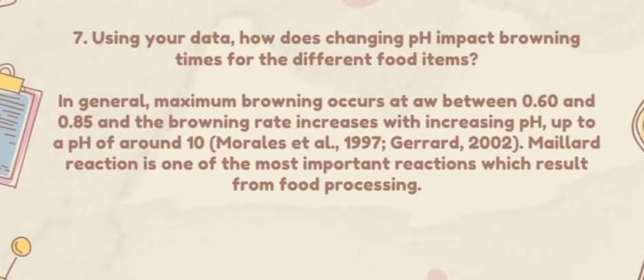Using your data, how does changing pH impact browning times for the different food items? In general, maximum browning occurs at between 0.60 and 0.85, and the browning rate increases with increasing pH up to a pH of around 10. Maillard reaction is one of the most important reactions which result from food processing.